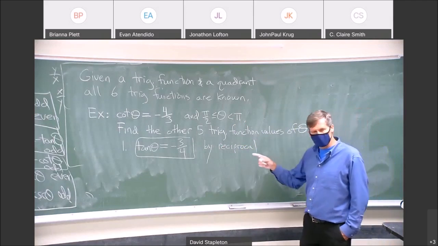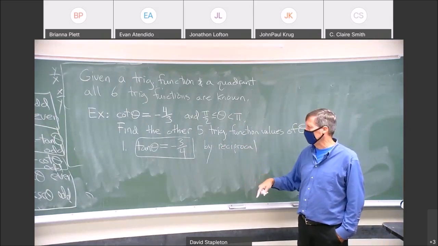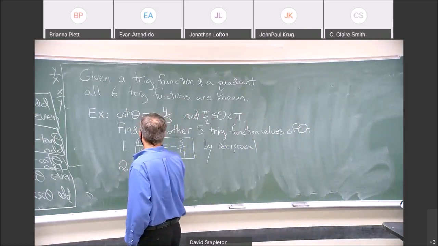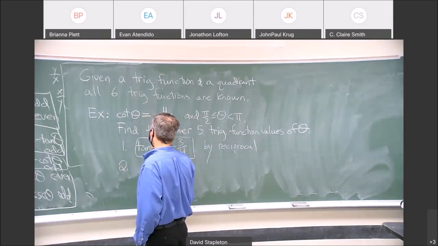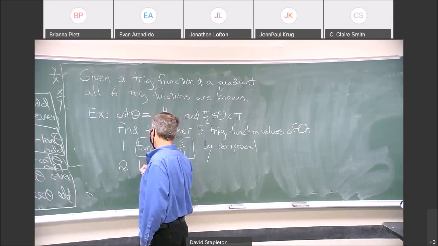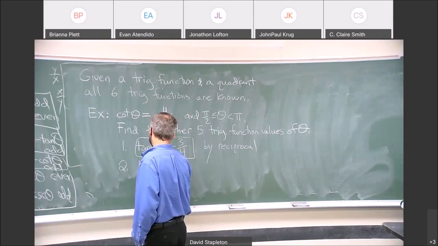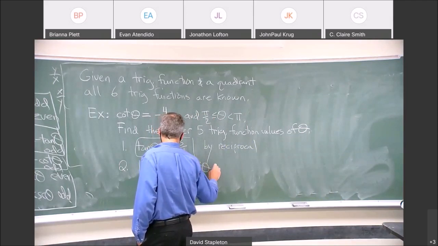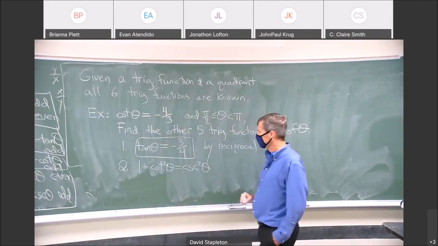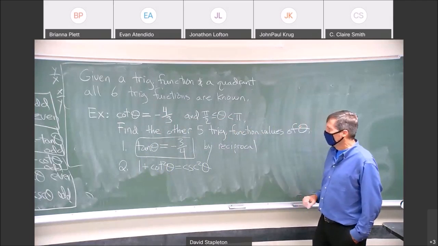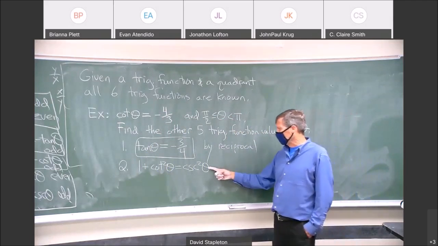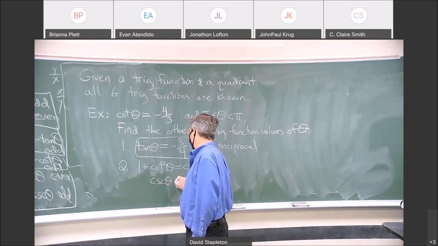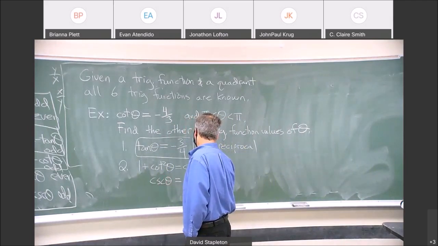There's a number of ways to go, and you might have a favorite way that might not be this one. You're welcome to go a different direction. Another identity I know is that cotangent is related to cosecant. I know that 1 plus cotangent squared equals cosecant squared, right? So I can solve for cosecant squared by square rooting, and I'll say cosecant theta is the square root of 1 plus cotangent squared.